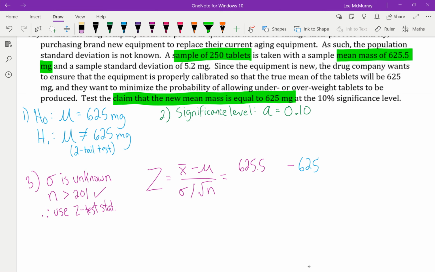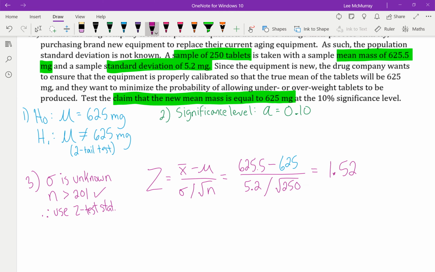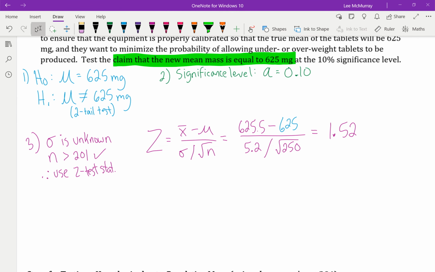I guess I don't need those milligrams in there, do I? Let's get rid of those. Minus 625. And then on the bottom here, our standard deviation from the sample, we had a sample standard deviation of 5.2 milligrams, so that's what we will rely on for this calculation, right? So now we're going to take 5.2, divide that by the square root of n, and we had 250 tablets. Okay, so we'll plug all that into our calculator, and we will get a z-score of 1.52. Okay. All right, so now let's figure out our p-value.